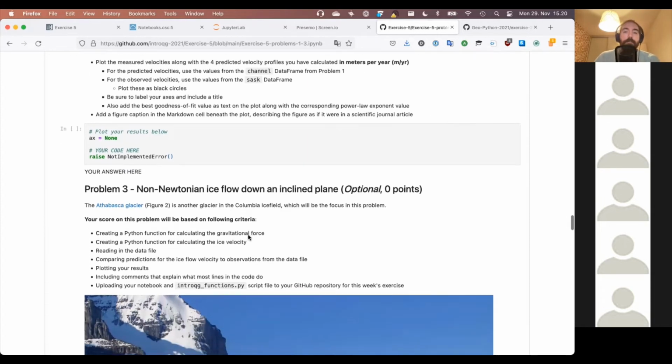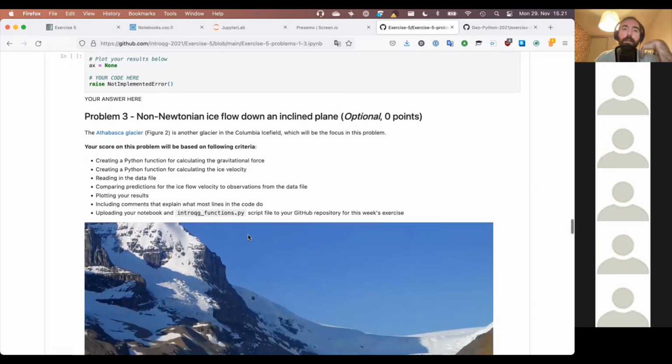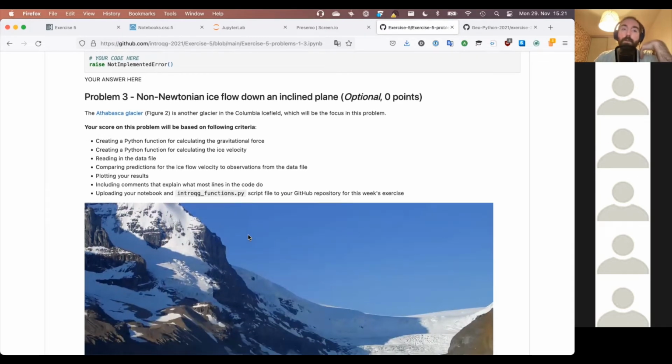For problem number 3, it is optional. So this was previously part of the exercise. I made the decision to make it optional this time just because I think it is quite time consuming to basically repeat this whole same process for a different equation. But if you want to have the experience, if you want a little bit of extra practice, you can basically do the same thing it's done in problems 1 and 2, again in problem 3, but now looking for a velocity of ice flowing down an inclined plane.